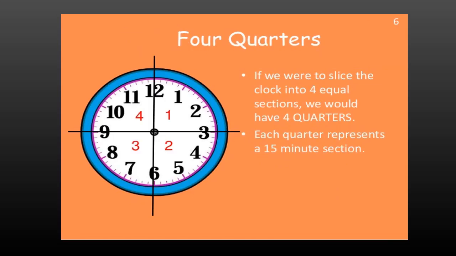We consider the clock as a pizza. So if we have to slice the clock into 4 equal sections, we would have 4 quarters. Each quarter represents a 15-minute section. From 12 to 3, for example, we are counting 5, 10, 15. So this means that each quarter has 15 minutes.